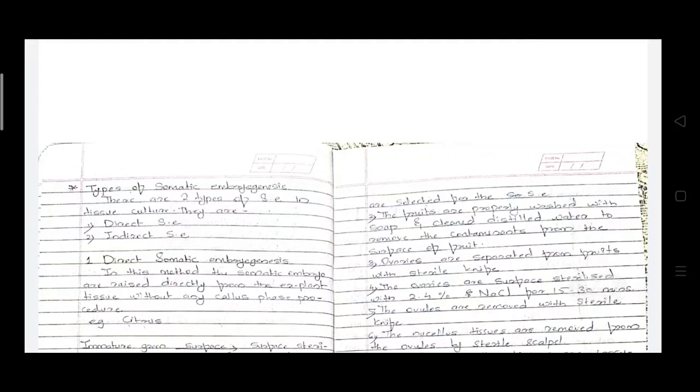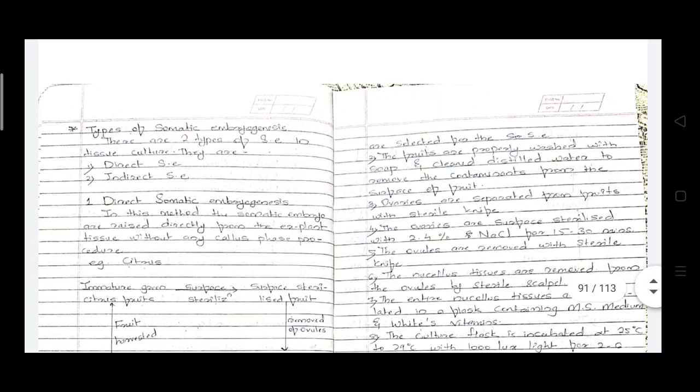There are two types of somatic embryogenesis. The first one is direct somatic embryogenesis, and the second type is indirect somatic embryogenesis. Let's discuss one by one. First is direct somatic embryogenesis.